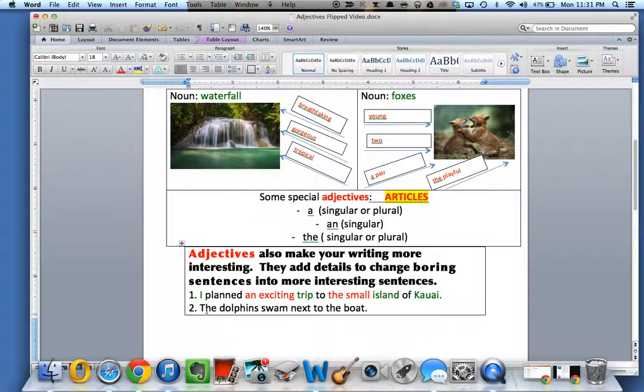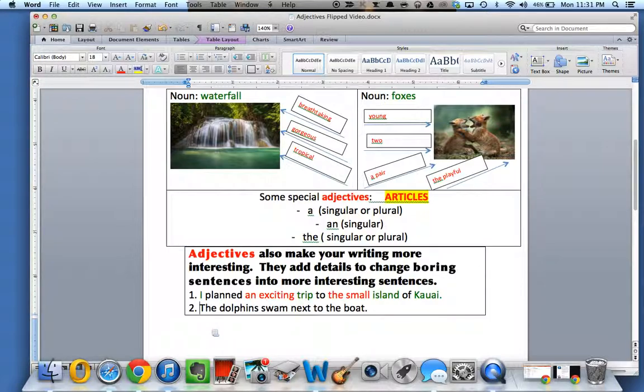I'm going to read the sentence as it is. The dolphin swam next to the boat. The sentence is fine, it's complete. It contains a noun, it contains a verb, some information, but it's lacking in depth and detail. So let's go ahead and identify our nouns so we can add some more interesting words, adjectives, to describe them.